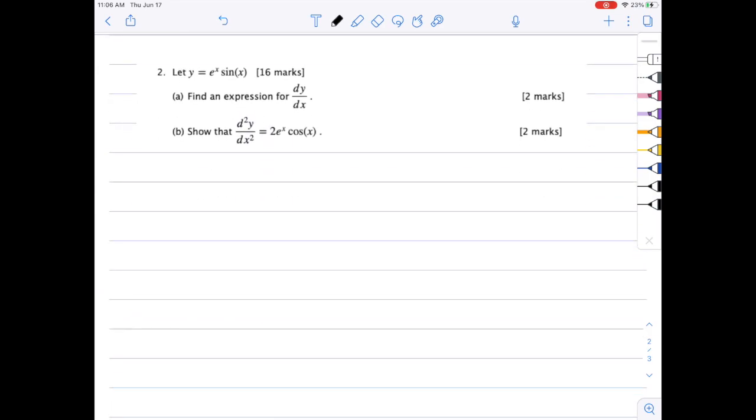I've separated them into different parts just so we have some space. So part A says find dy by dx. Here again, you have a product of two functions, so you have to use product rule. Product rule says derivative of the first times the second plus the first times derivative of the second, and that's going to be cosine x. Here, if you want, you can factor out e to the power of x, and then we get this. Okay, and that's about it.